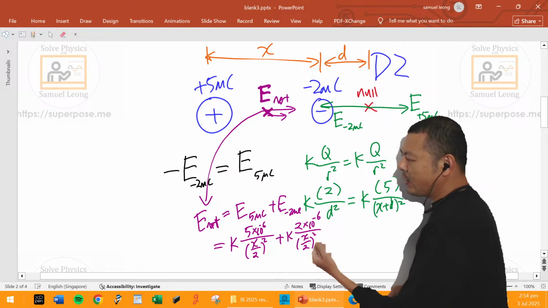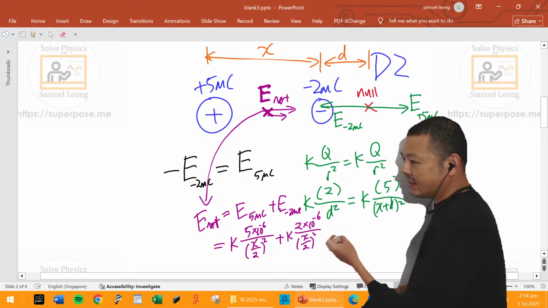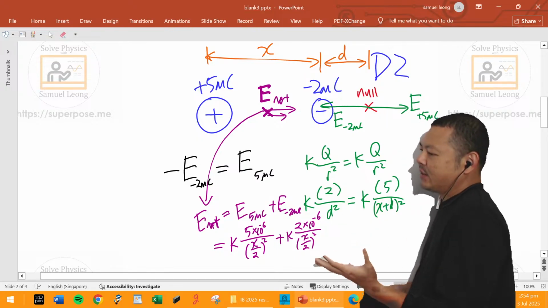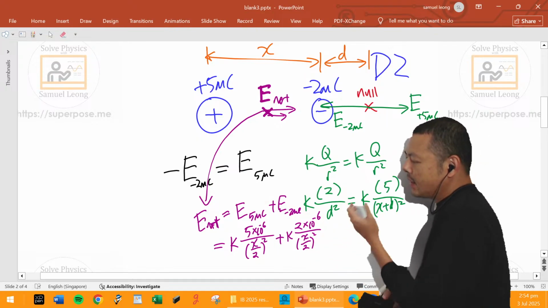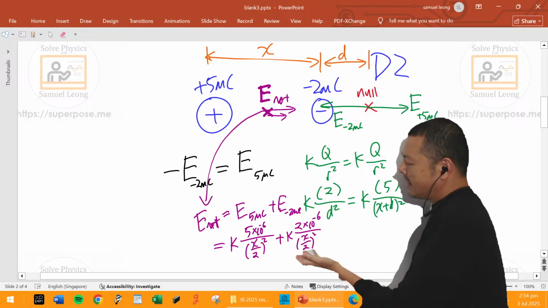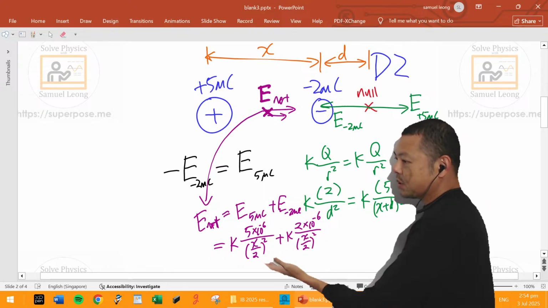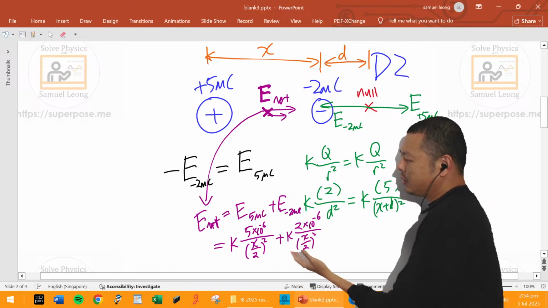So you take out when you have made sense of it. So you see, the key thing is to make sense of it. If you don't make sense of it, you literally will just end up doing it because the equation says so, right? So I'm trying to show you how to make sense of it.